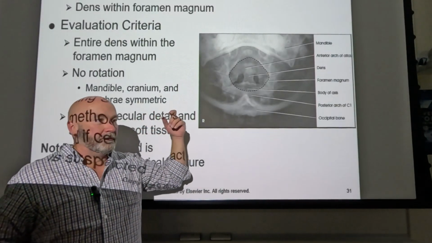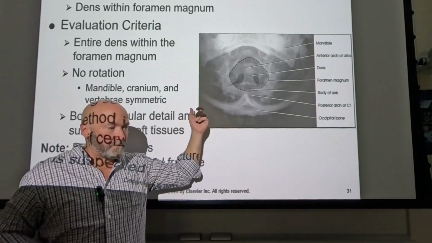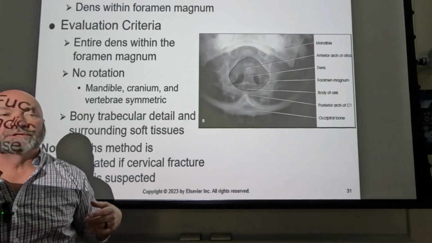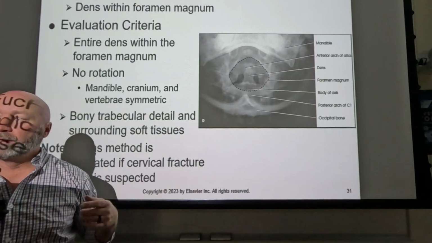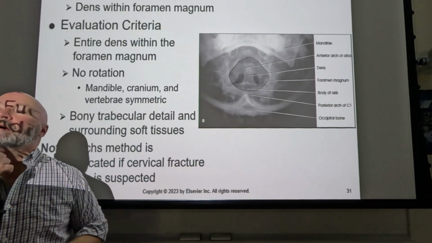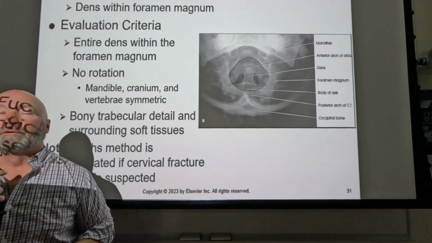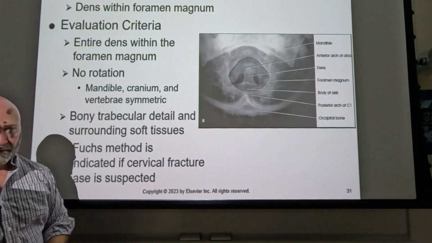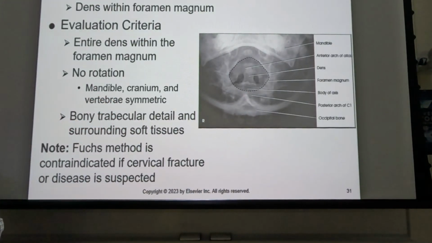So with the fuchs, what we're going to do is extend the patient's chin back far enough to put the mentomeatal line perpendicular to the image receptor. Okay, and then we're going to put our central ray just below the chin, and that's what we should see. Okay, so when do you try to get a good open mouth odontoid?